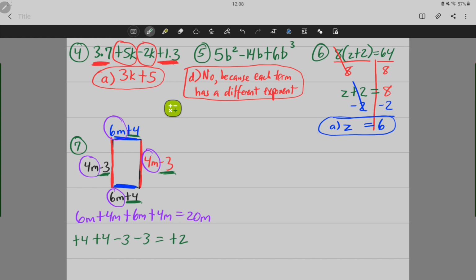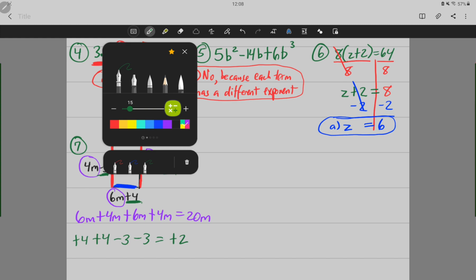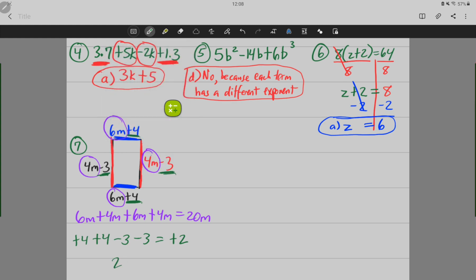So that means the perimeter for this rectangle is 20m plus 2. Again, I can't combine because this has a variable and this does not. So they're not like terms. So that's our answer, 20m plus 2.